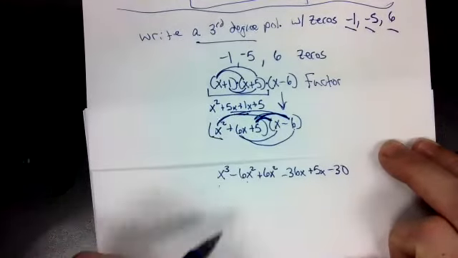And then certain ones of these we can combine because they have the same variables. So when it's all said and done, we get x cubed, negative 6x squared and positive 6x squared cancel each other out. Negative 36x plus 5x is a negative 31x. And then we've got negative 30. And then this is my third degree polynomial that would give me the zeros, negative 1, negative 5, and 6.